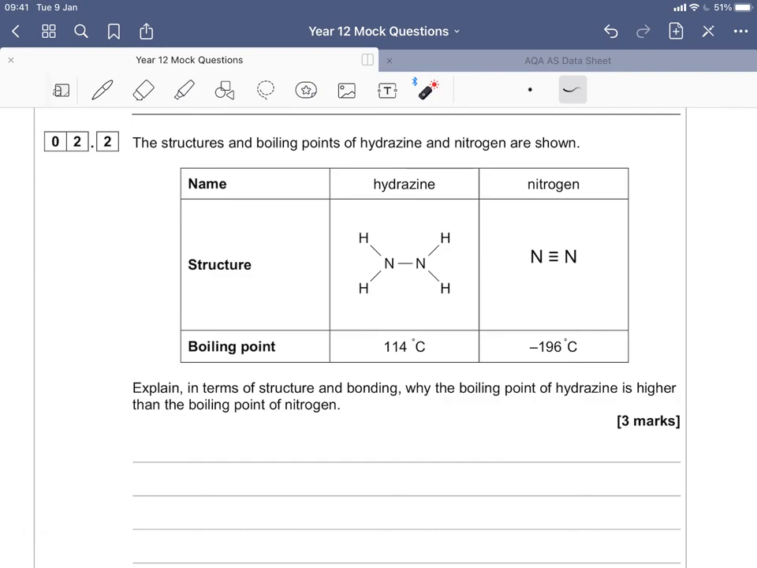Okay, so the next question, it says the structures and boiling points of hydrazine and nitrogen are shown. Explain in terms of structure and bonding why the boiling point of hydrazine is higher than the boiling point of nitrogen. So bonding, there are only really three types of bonding, really. Covalent, metallic, and ionic. But when it comes to structures, there are essentially 4. So there's ionic structures, there are metallic structures, then there are giant covalent structures, and then there are molecular structures.